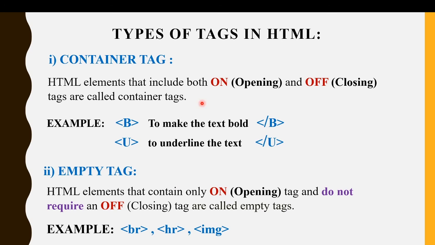Always remember that there are two types of tag. One is the container tag, and it contains both the on and off tag. Next is the empty tag. It just contains the on tag and it does not contain the off tag.